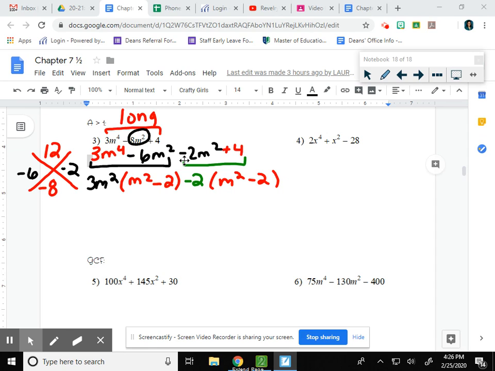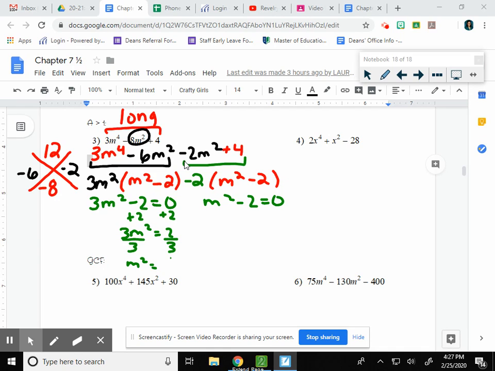So our factors that we're going to set equal to 0 are 3m squared minus 2 equals 0, and m squared minus 2 equals 0. So we're going to solve both of these. Add 2, divide by 3, and now I want to take the square root. So remember that when you take the square root, obviously, it's going to be plus or minus.